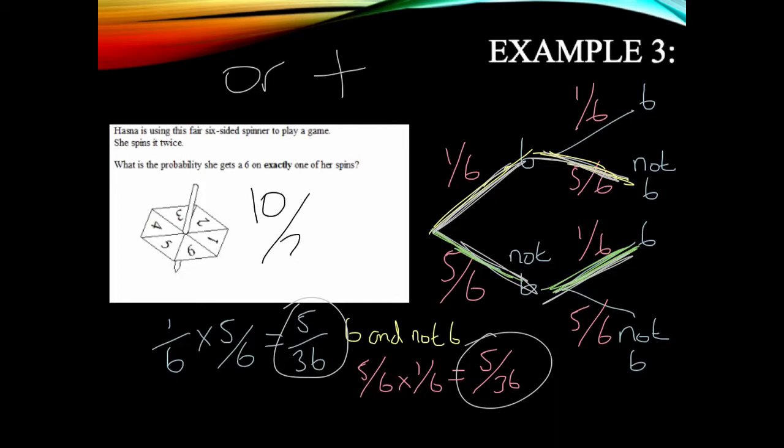over 36, which if you really want to, you can cancel down to 5 over 18. So 5/18. But like I say, with GCSE questions, typically you're not asked to cancel them down. You can just leave it as 10 over 36 and be happy.